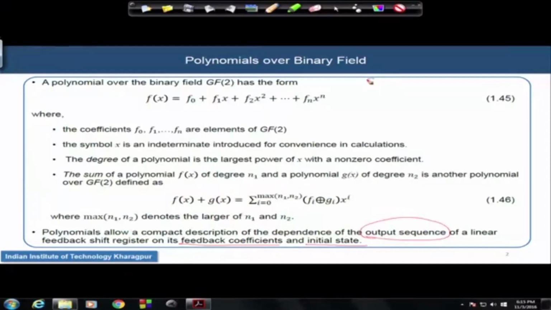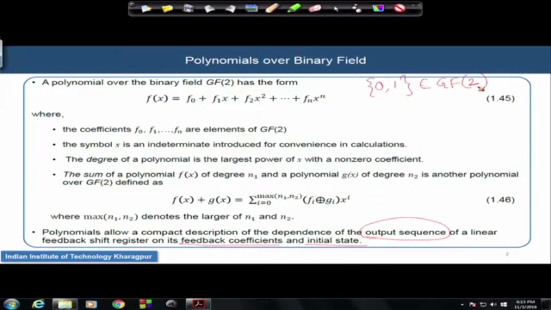That is why we are so interested in polynomials, and as we are dealing with the Galois field too, because all the stage values stored inside the linear feedback shift register are either 0 or 1. They are basically elements that belong to the Galois field. So, the polynomial we will be discussing today is the polynomial over Galois field 2.